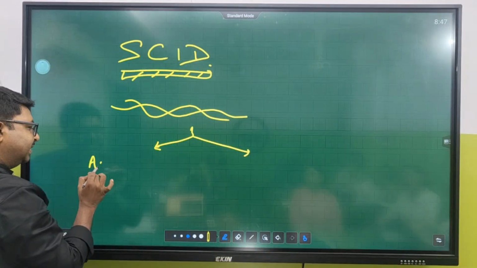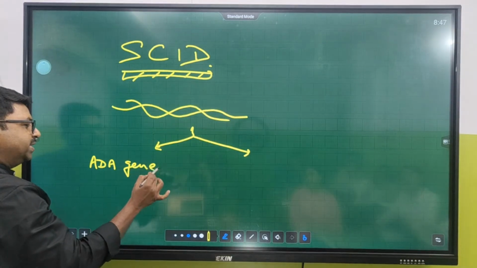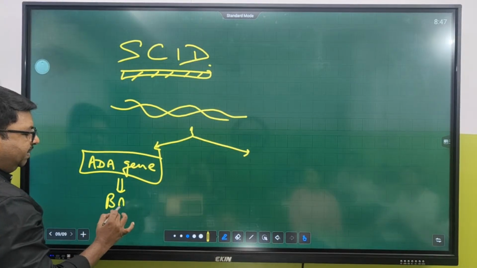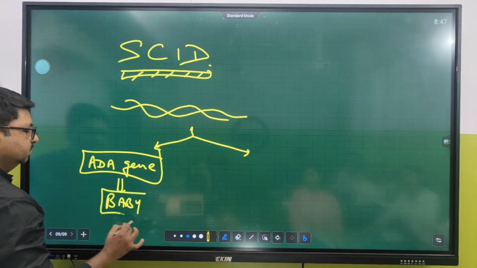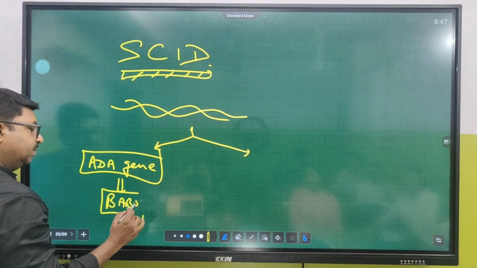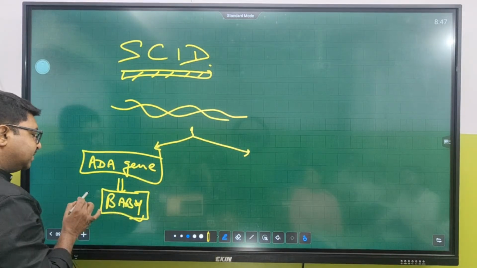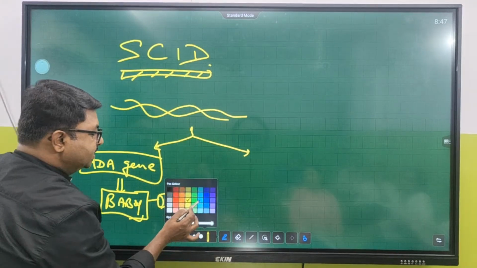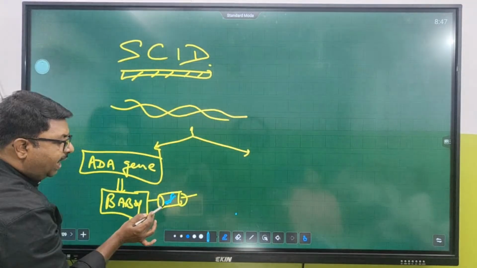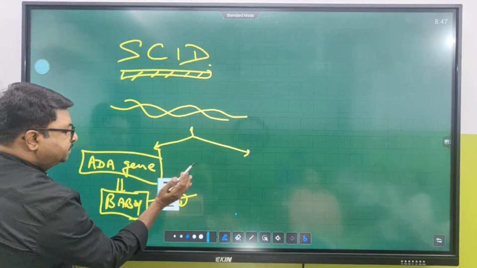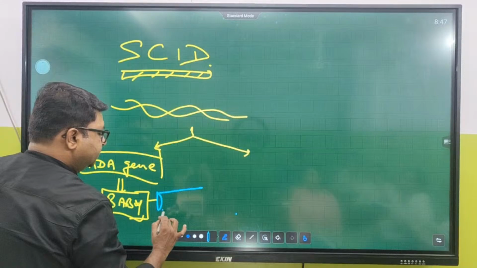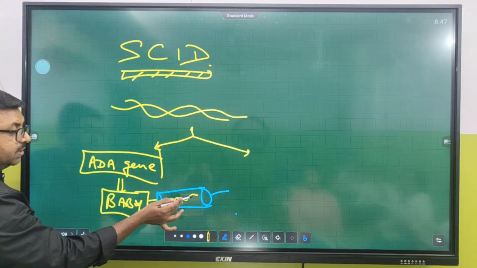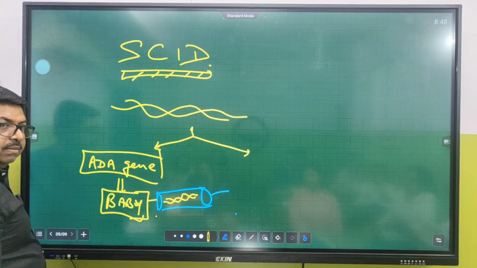First, take the ADA gene in a micro injection and put it inside the baby who is suffering from this. Baby or adult? Baby. Inject this inside the baby. You have taken the ADA gene, and you have injected this ADA gene inside the baby.